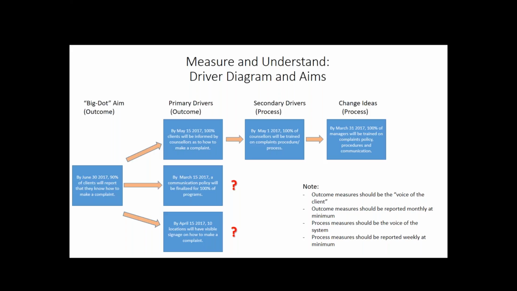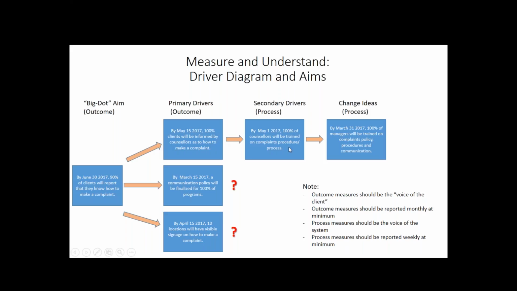And we look again at our Pareto with our 3 most frequently identified causes of our problem. And we come up with aims respective to each. The first being by May 15th, 100% of clients will be informed by counselors as to how to make a complaint. The second being by March 15th, a communication policy will be finalized for 100% of programs. And the third being by April 15th, 10 locations will have visible signage on how to make a complaint. So trying to address the 3 biggest things that we identified in our fishbone in our Pareto chart. And then again, asking how are we going to do that?